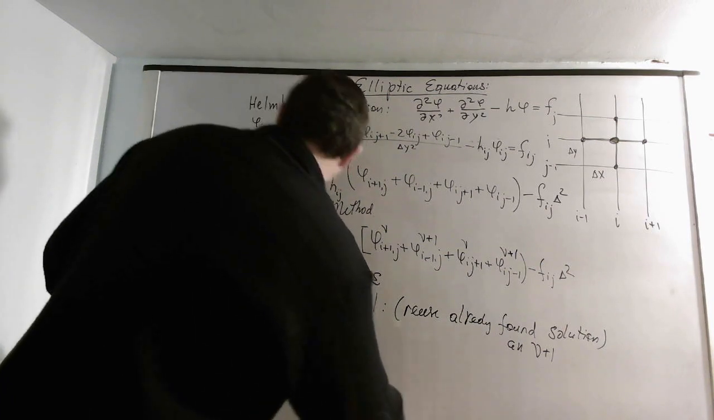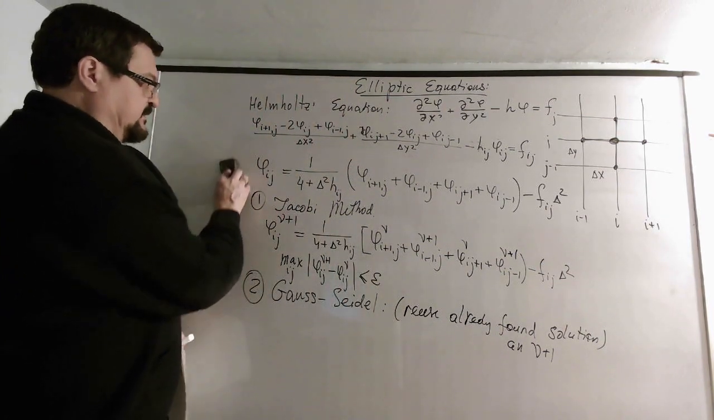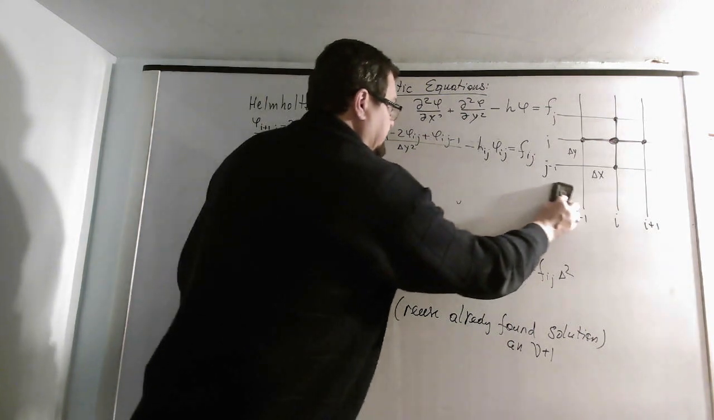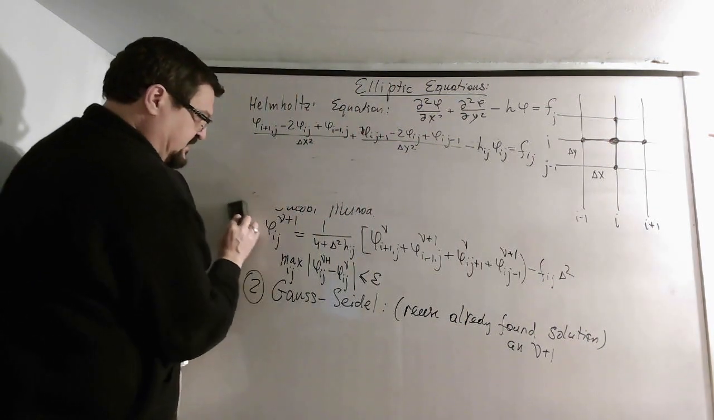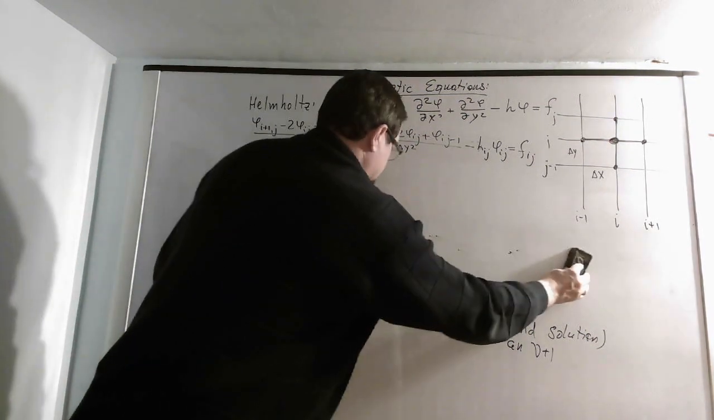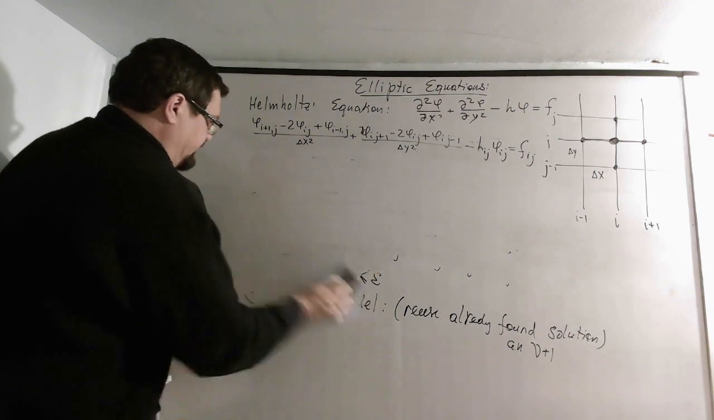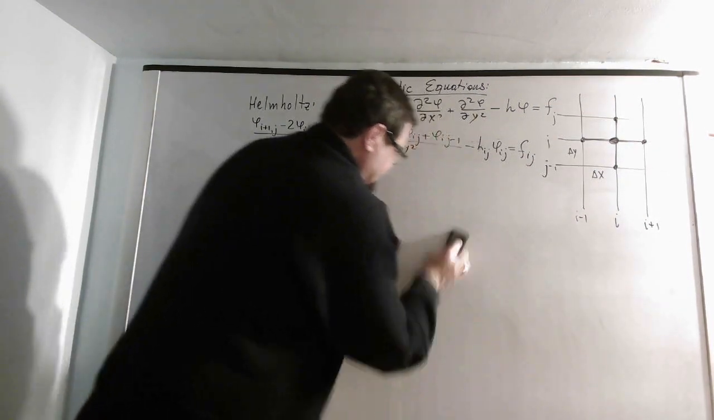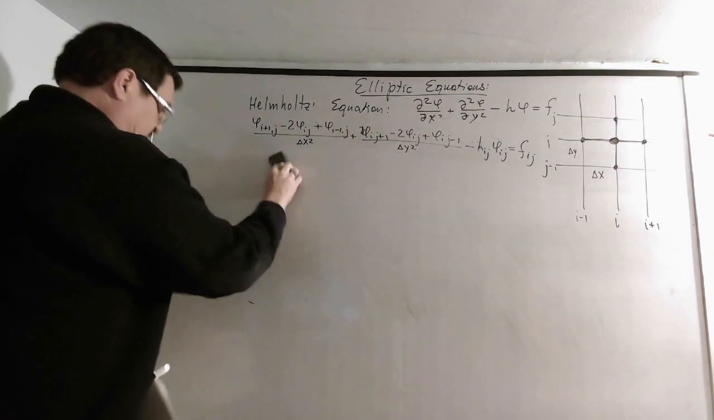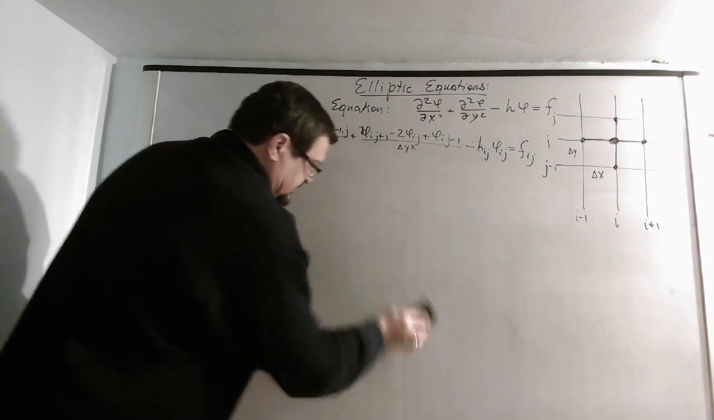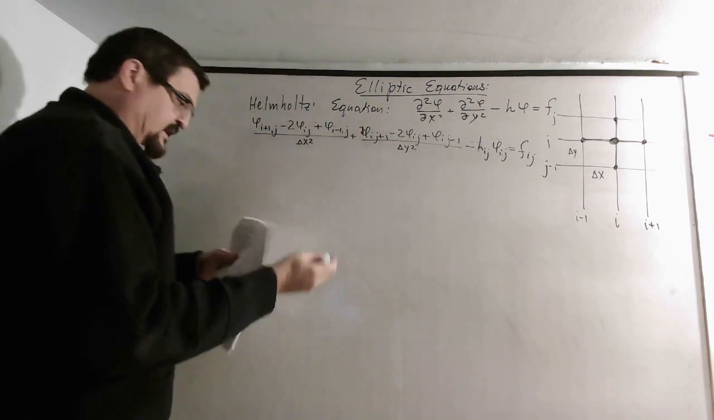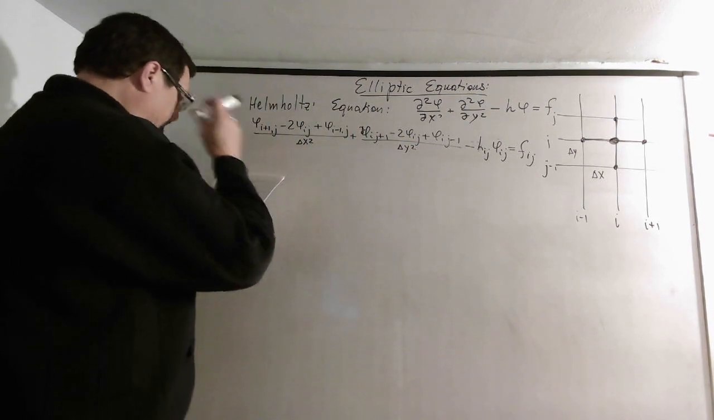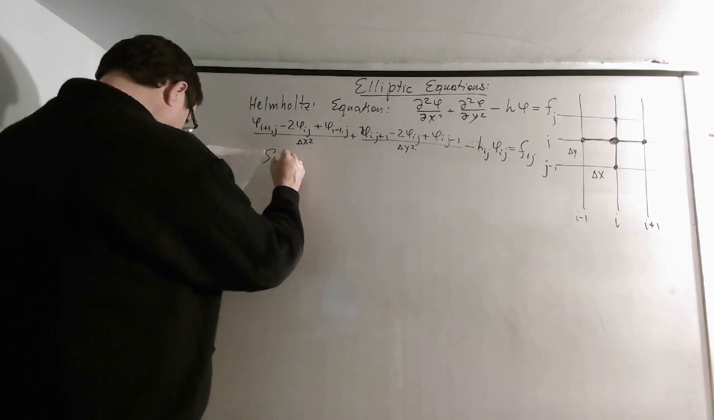So let's see. Let me erase this. Oh, there is the whole thing. So successive over-relaxation is a much faster converging method.